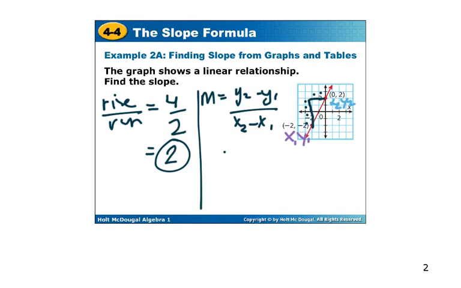So if we fill in our formula, instead of a y2, we're going to want a 2. Instead of a y1, we're going to want negative 2. So of course that means that minus and negative would become plus. Then we're going to have x2, which is 0, minus x1, which is negative 2 again.